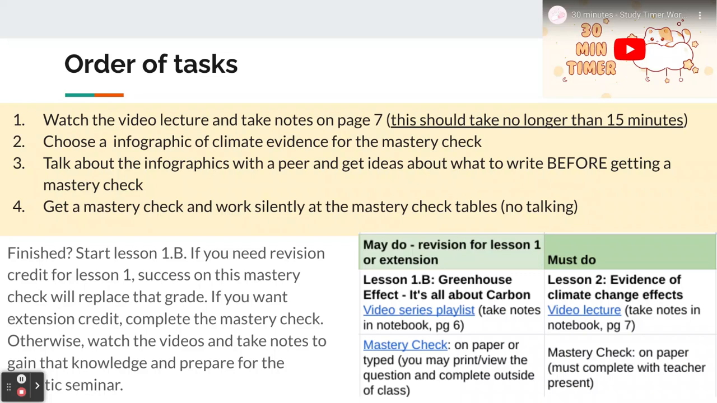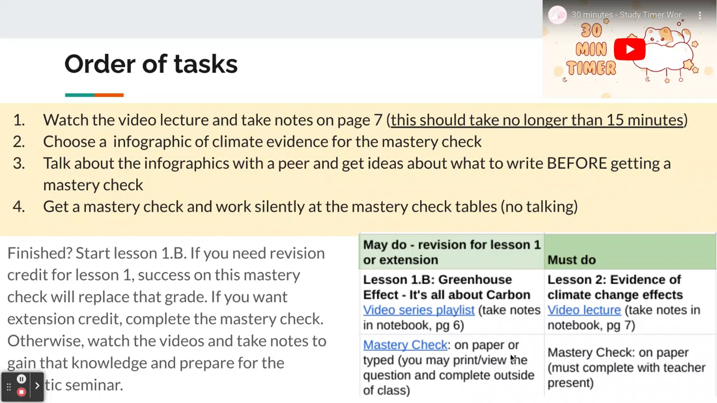Here's the deal. If you start working on the mastery check and you have some questions and you're feeling a little confused about it, just go ahead and leave your pink mastery check at the table. Take your infographic with you, and go talk with a peer, and work that through. So there's no problem with talking. I just don't want you to be talking while you have the mastery check.